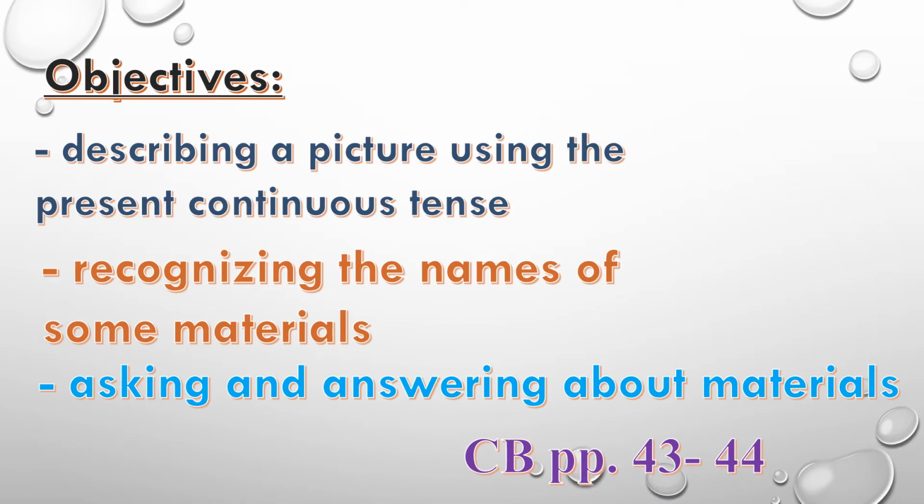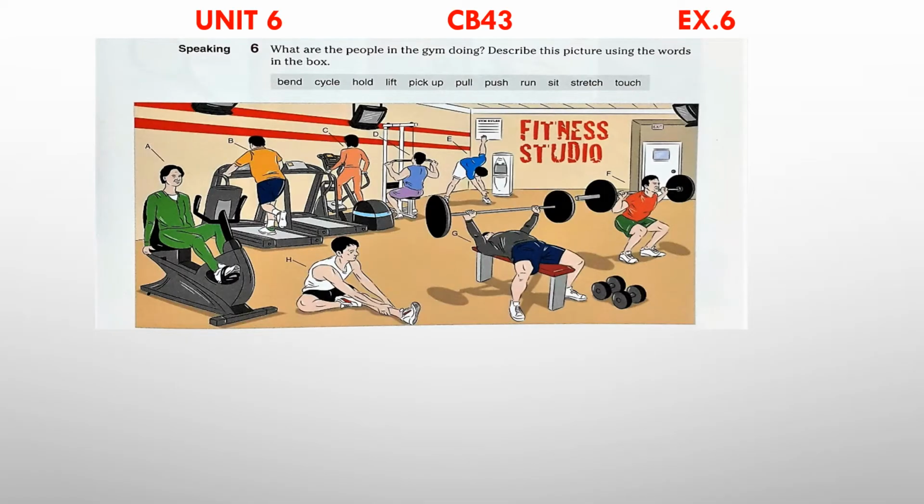Please go to the course book pages 43 and 44. Okay, now we have a picture. What is this picture? It's in a gym, and we have different people doing a lot of things. All of them are exercising, but what we are going to use is the list of the verbs used here in the box. Bend, cycle, hold, lift, pick up, pull, push, run, sit, stretch, and touch.